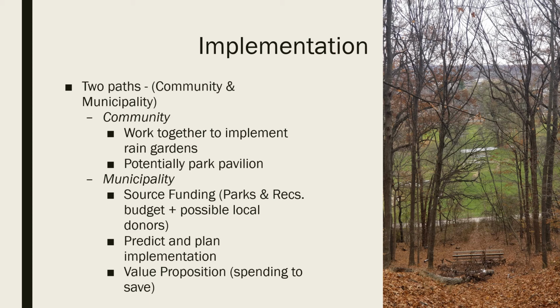The first sort of path that this could go down is by crowdsourcing through the community to implement some of the more simplistic sides of the project. And we've identified those as being the rain gardens and the green roof for the upper park pavilion. And we've identified these as a community controlled asset because it's something that we could source labor and expertise from the community to help implement, which would reduce the costs and potentially be able to get some action occurring sooner.